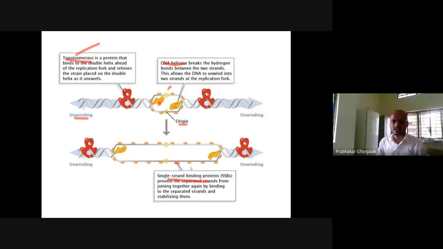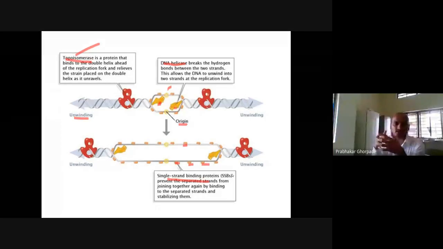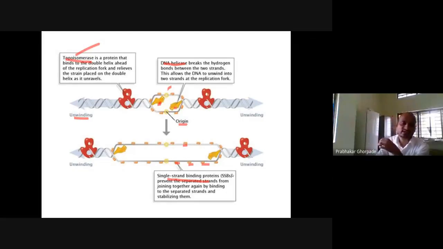So this small yellow circular protein is binding with the single strand. So it is preventing the strands from joining each other. We don't want the single strands to join each other. We want the single strand to make complementary DNA on it, with the help of the DNA polymerase. So it should get some time. So the single-stranded binding protein helps during this process, right? So that is DNA unwinding.